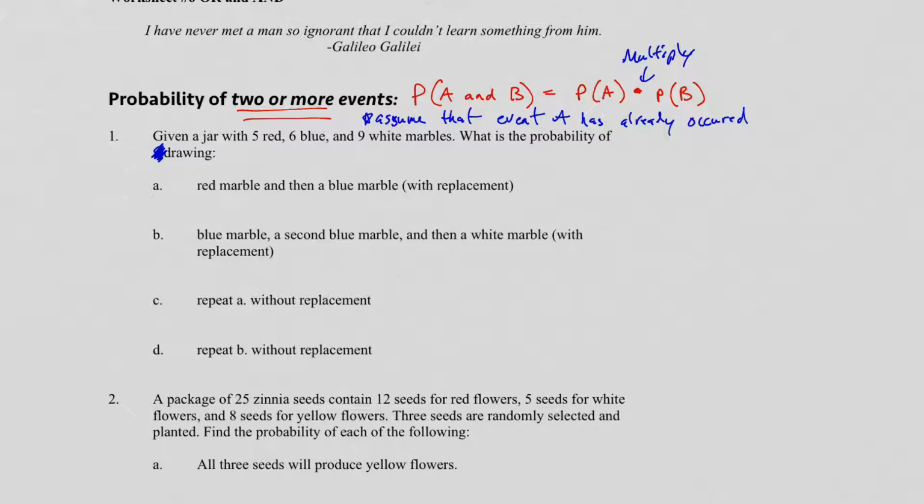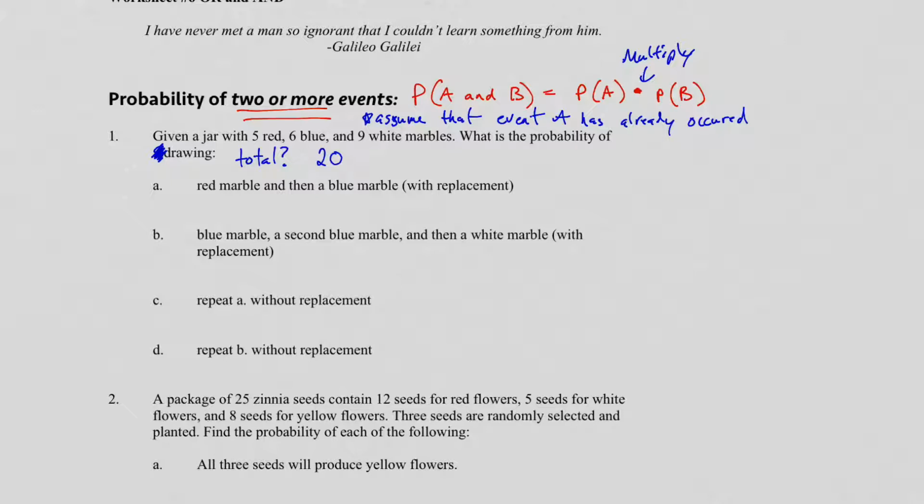So given a jar, same type of scenario, with 5 red, 6 blue, 9 white marbles, what is the probability of pulling a red marble and then a blue marble? Now we don't have to do the whole tree diagram like we did in the last lesson, okay? All we have to do is first of all figure out what's the total. Okay, what is the total here? 20. Yeah, so 20. So we know how many are in the jar, and we'll always put that number in the bottom, in the denominator.